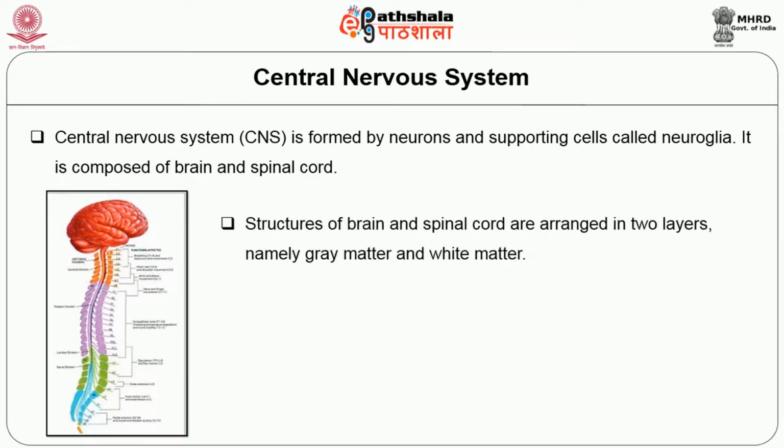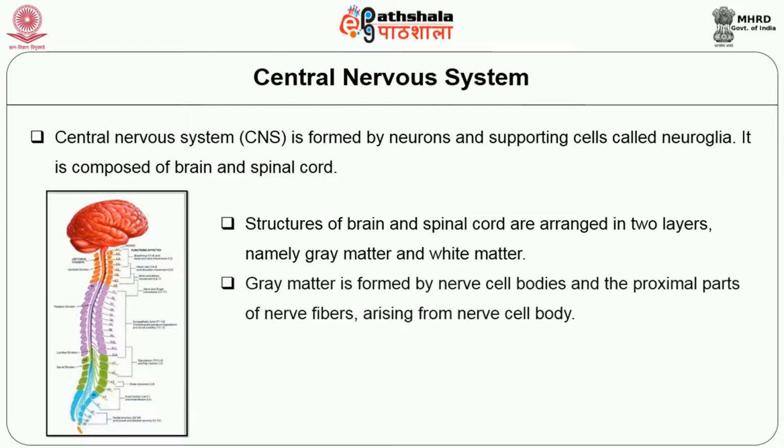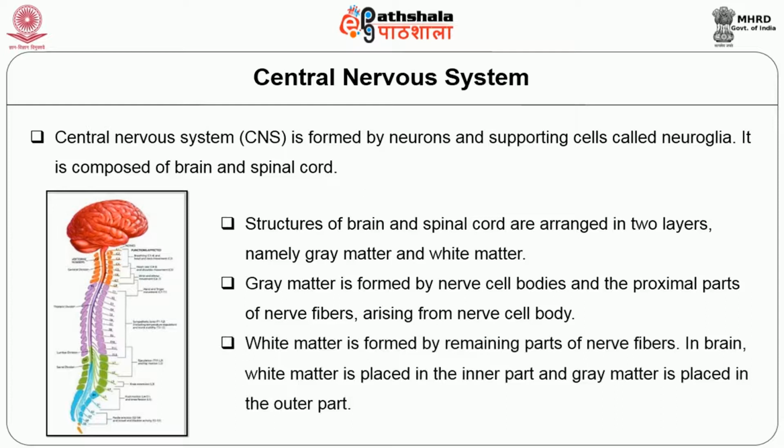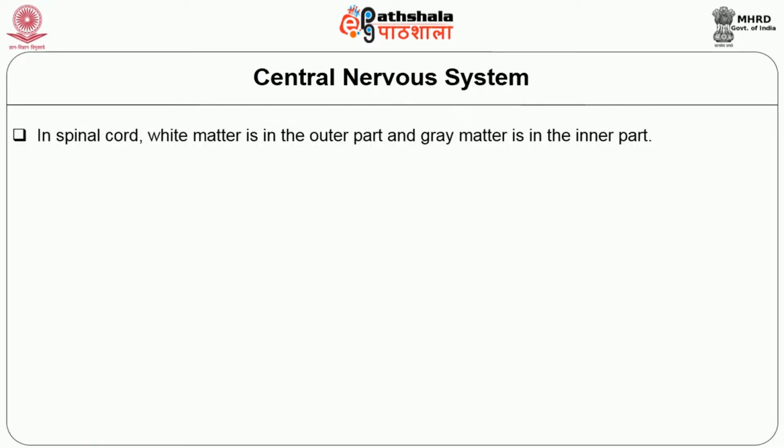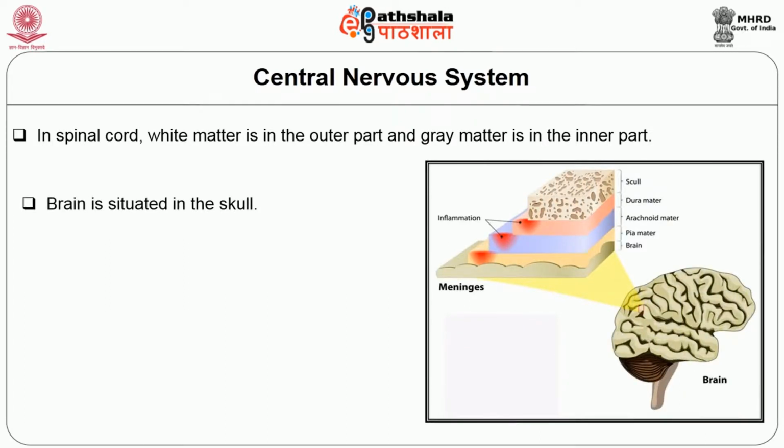The structures of the brain and spinal cord are arranged in 2 layers, namely grey matter and white matter. Grey matter is formed by nerve cell bodies and the proximal parts of the nerve fibers arising from the nerve cell body. White matter is formed by the remaining parts of the nerve fibers. In the brain, the white matter is placed in the inner part and the grey matter in the outer part. In the spinal cord, the white matter is in the outer part and the grey matter is in the inner part, vice versa.